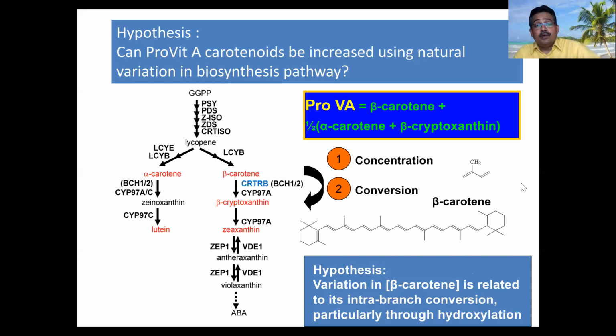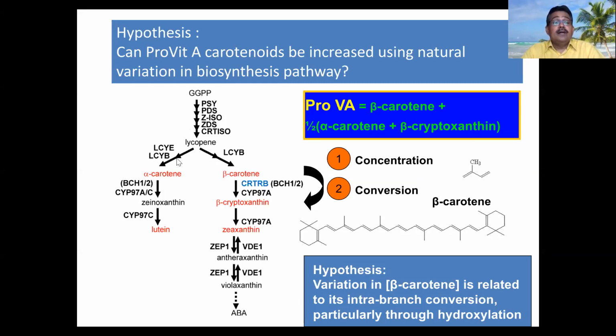How has carotenoid been found out? So when you look at the carotenoid biosynthesis pathway, it starts from geranyl pyrophosphate, then phytoene synthase, phytoene desaturase, and finally ends up with lycopene. Lycopene branches into two branches: lycopene beta cyclase and lycopene epsilon cyclase. The lycopene epsilon cyclase converts lycopene into alpha carotene, and beta cyclase converts lycopene into beta carotene.